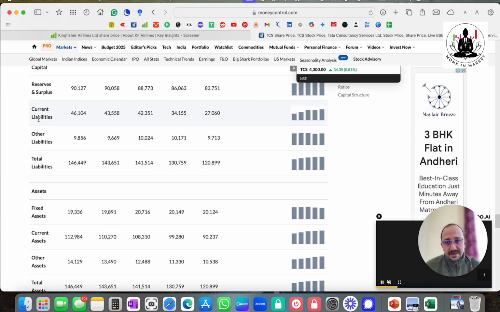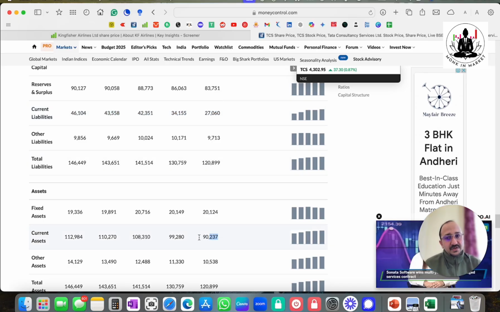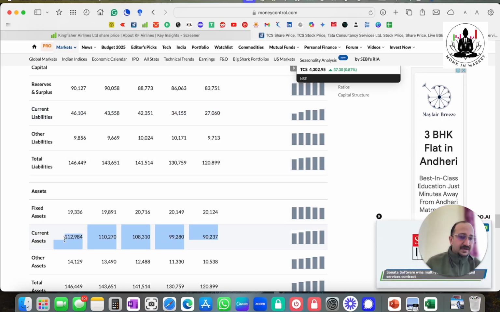Now let's compare current with current. Are current liabilities less than current assets? Let's see. Over here, current assets are 112,000 crores. Over here, current liabilities are just half or less than half, 46,000 crores. And is it a trend throughout? Yes, it's a trend throughout. So it is a good sign for a company.